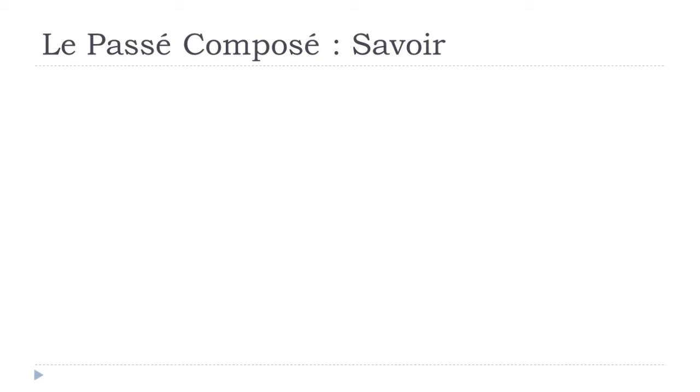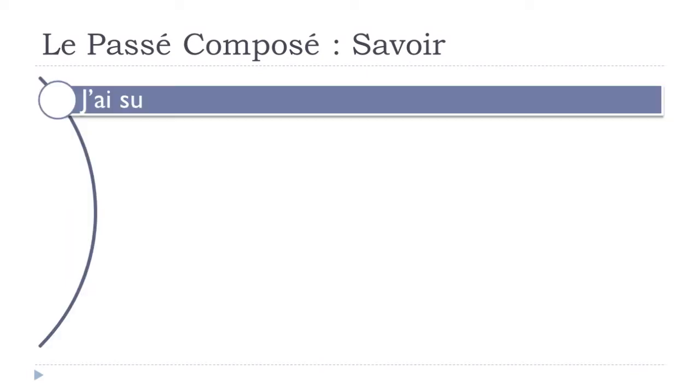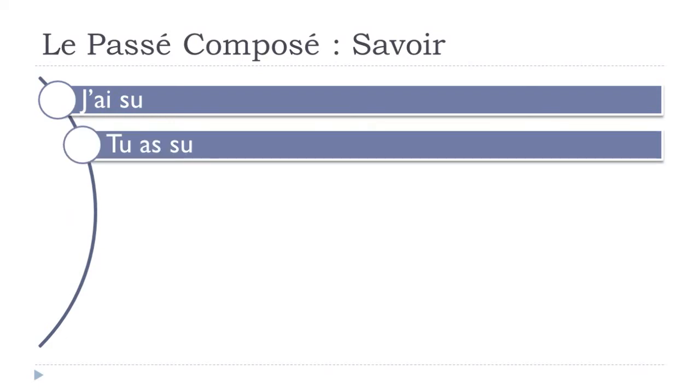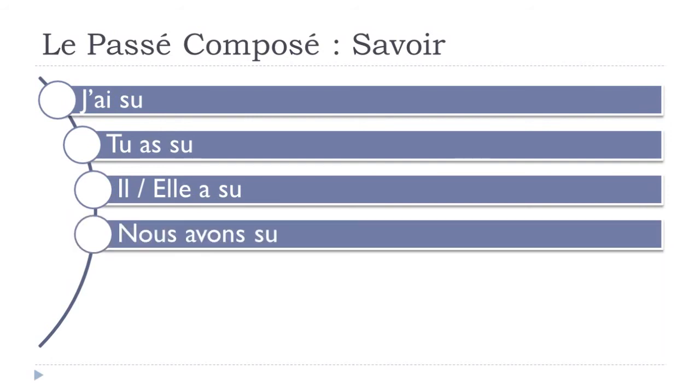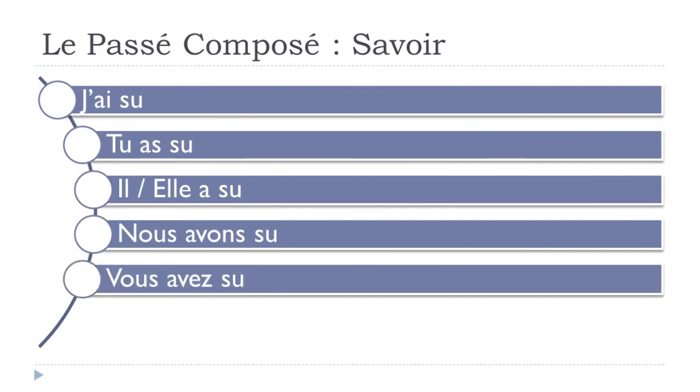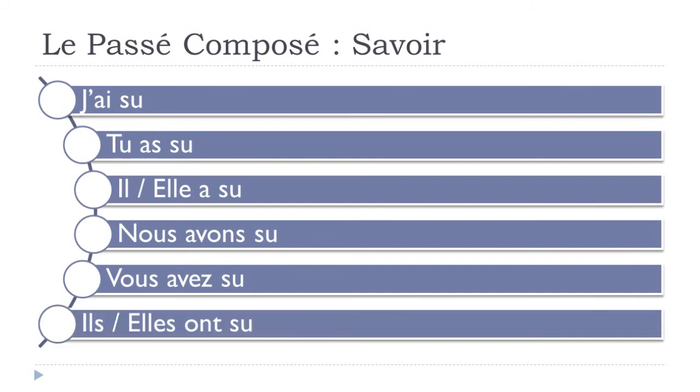Le passé composé, savoir, goes like j'ai su. Tu as su. Il a su. Elle a su. Nous avons su. Vous avez su. Ils ont su. Elles ont su.